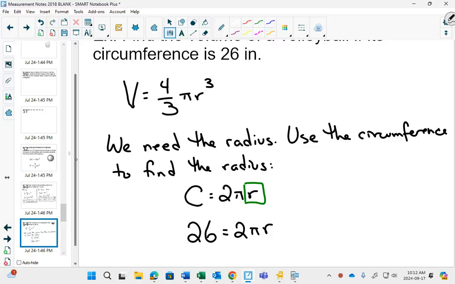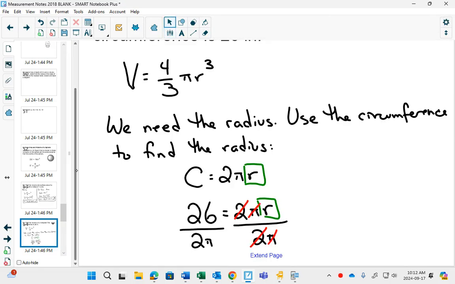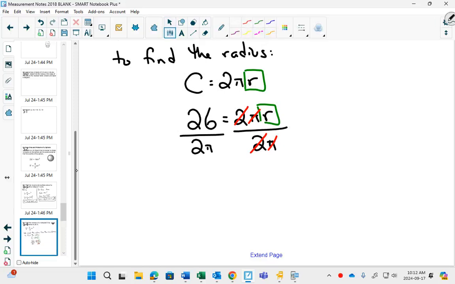Well, if I want to get this r by itself, I'm going to have to move the 2 and the pi to the other side. We have to do opposite operations. Can you see that that 2 and that pi is multiplying by the r? So the opposite of multiplying would be to divide. This side will simplify. And I'd like you to type this into your calculator and see what you get for r.